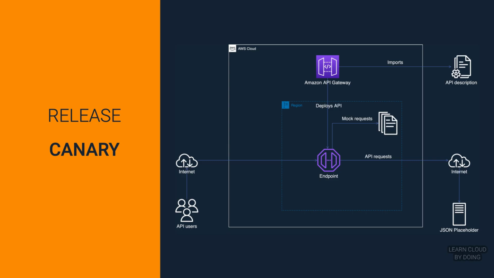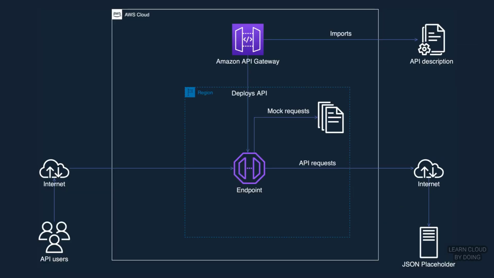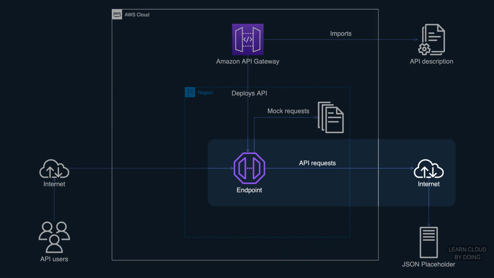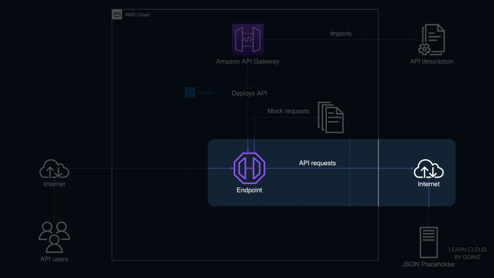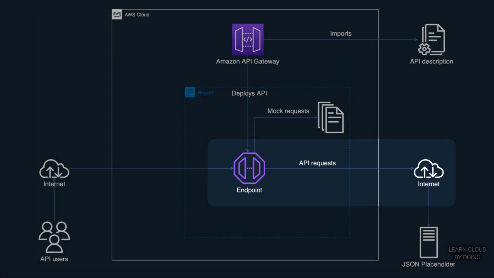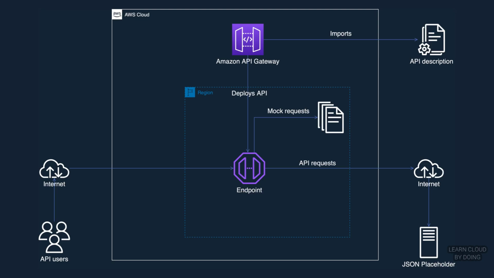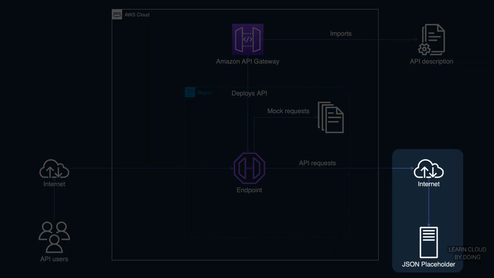Second step. Release a Canary. In this step, you're gonna deploy the Canary version of your API. To do so, you're gonna change the API integration to HTTP, instead of the current mock integration. This means, API requests are sent to another server over the internet.